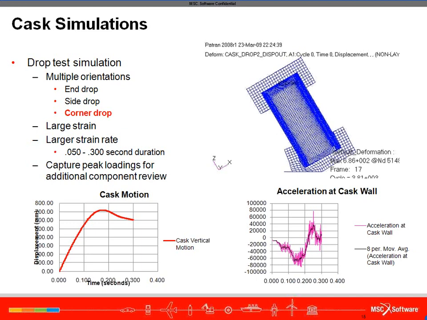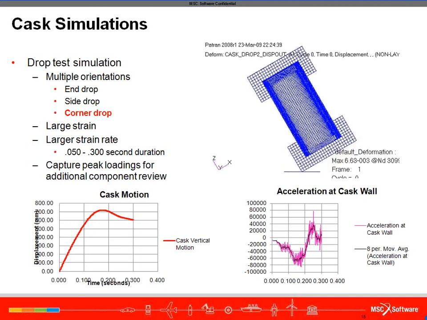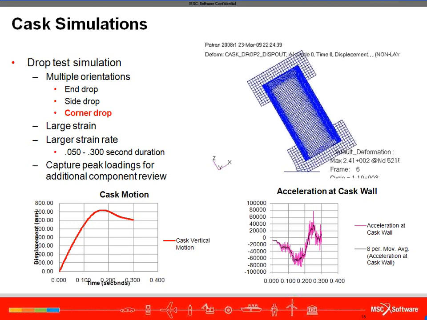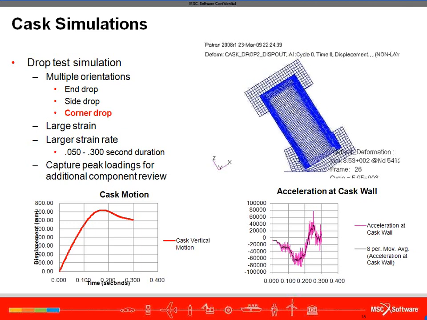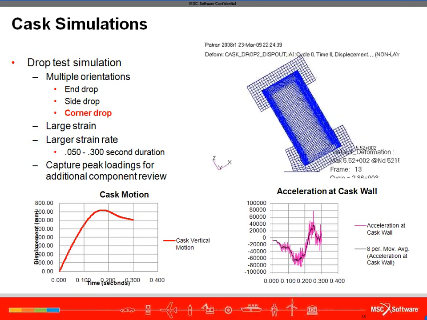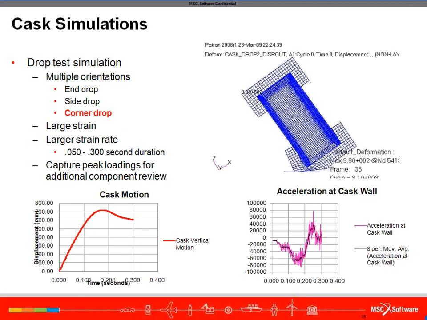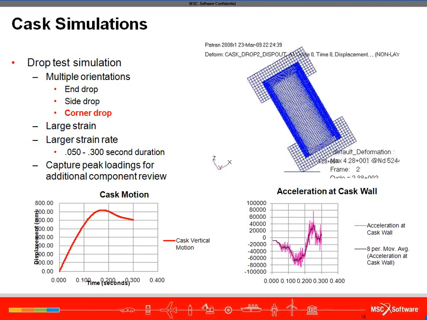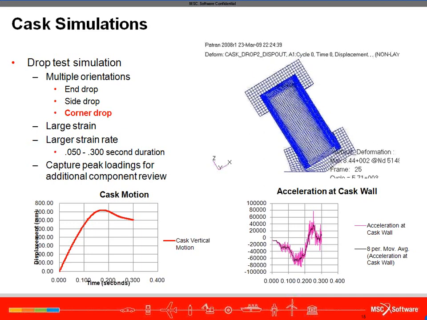A couple graphs at the bottom of the page here show a couple of other things that we can extract out of these analyses, notably the displacements and accelerations at the critical locations inside the cask. Once those have been determined, we can apply those to high-fidelity models of the components that are in the internals to demonstrate their respective fitness for service.